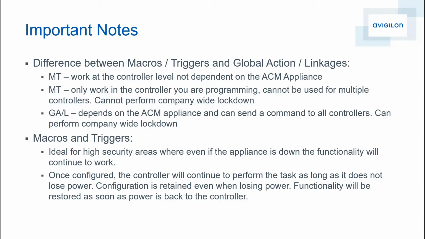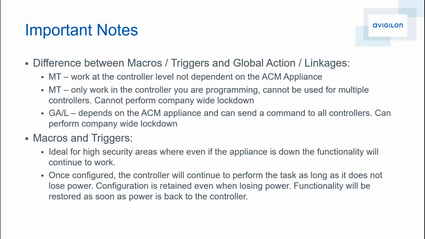The opposite would be global actions and linkages. So global actions and linkages depend on the appliance. So if the controllers lose communication with the appliance, they will not be able to execute the global action and global linkage. The advantage of global actions and linkages, as the name implies, global, is that you can perform, for example, a company-wide lockdown. So you have the ability to create a configuration that says when this situation happens, go ahead and execute this action in all my controllers. So again, dependent on the appliance. So in this situation, global actions do need the appliance to be up and running.